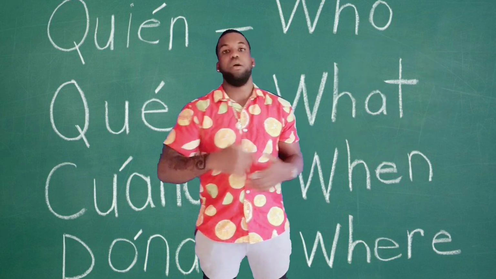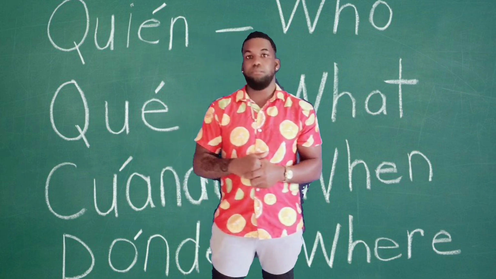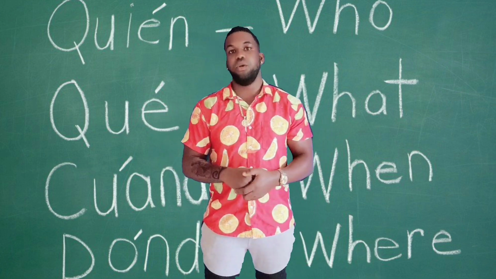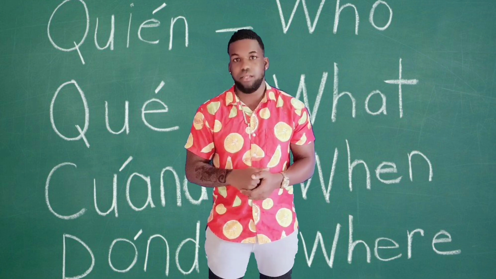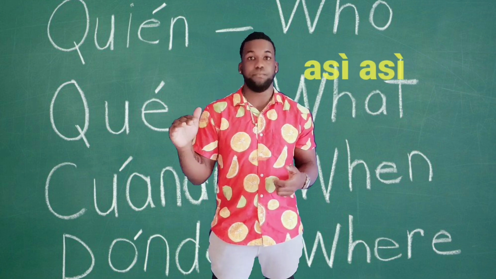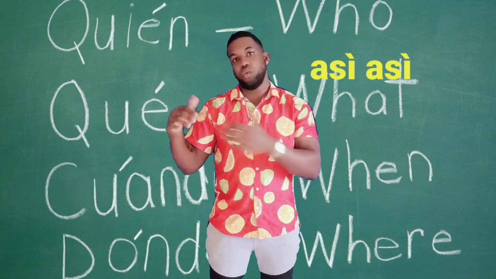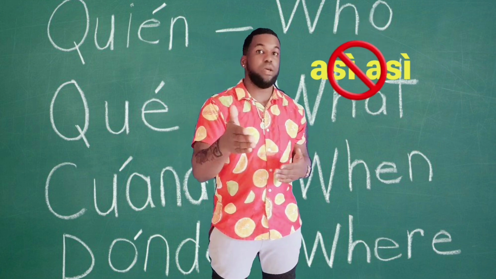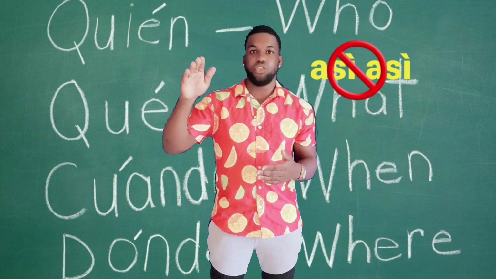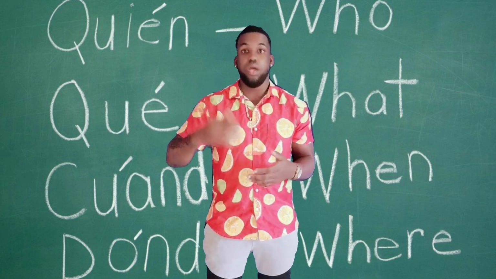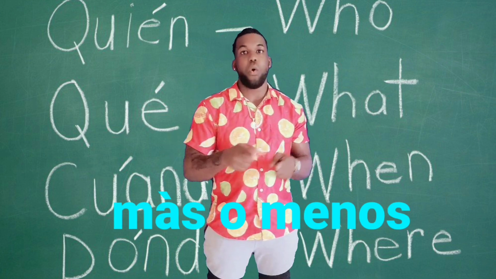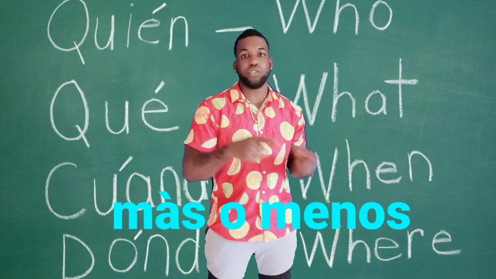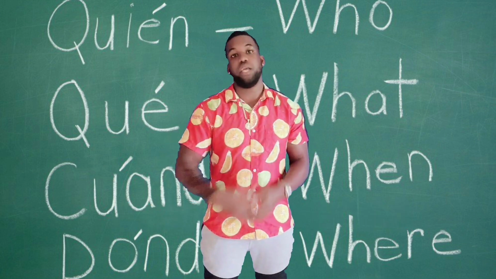Okay? For example, if you want to say so-so in Spanish and you type it in Google Translate, they will give you así, así. Así, así is so-so, but in the wrong context. When you want to say something is so-so, meaning like my day was so-so, in Spanish it is más o menos. Más o menos. That is how you say so-so.